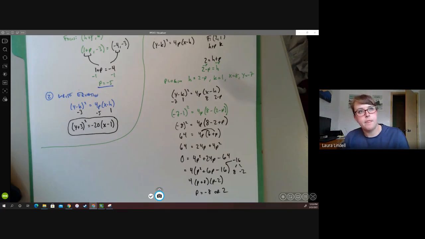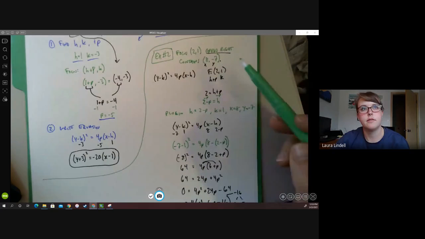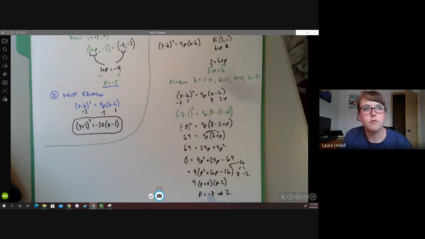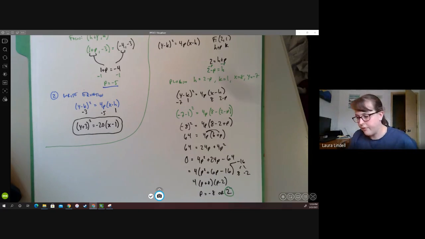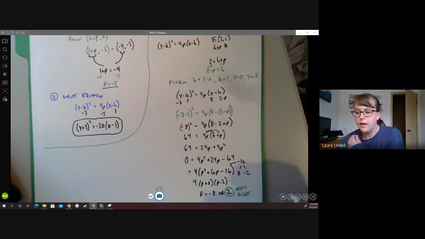So now we're at a point where we have to decide which p-value is going to work out. And we know that this thing opens right. So if it opens right, right gives us a positive p-value. If it opens to the left, it would be the negative p-value. That's how we decide. And now we have a value for p, which means that we can figure out what h is, and then we can plug everything into the equation.